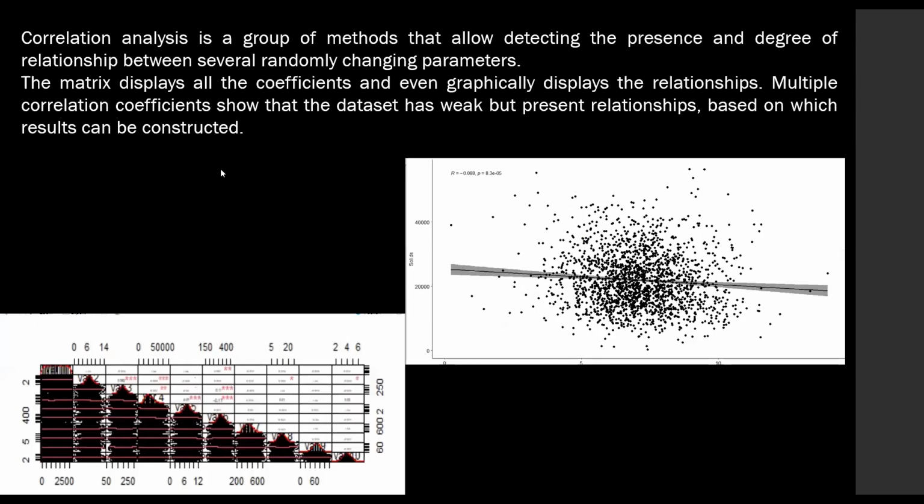Correlation analysis is a group of methods that allow detecting the presence and degree of relation between several randomly changing parameters, and the matrix displays all the coefficients that graphically display the relation. The multiple correlation coefficient shows that the data set has a weak but present relation, based on which conclusions can be drawn.